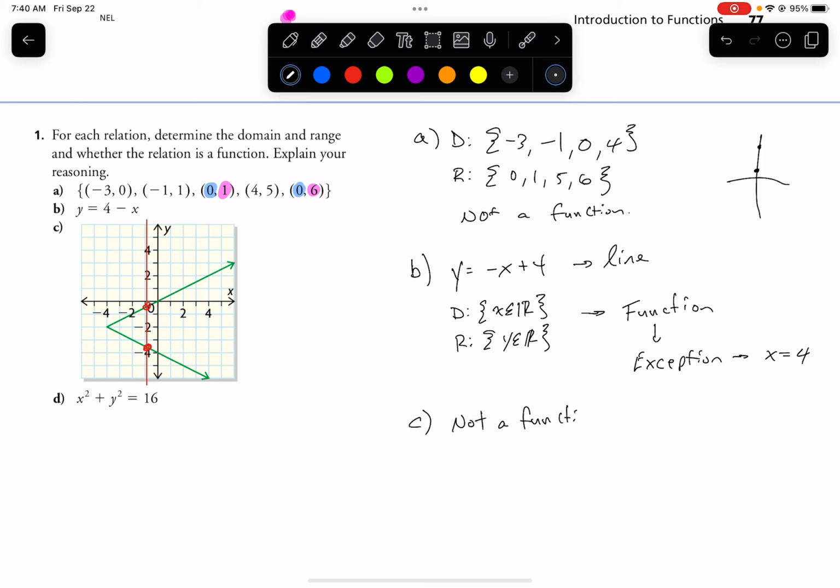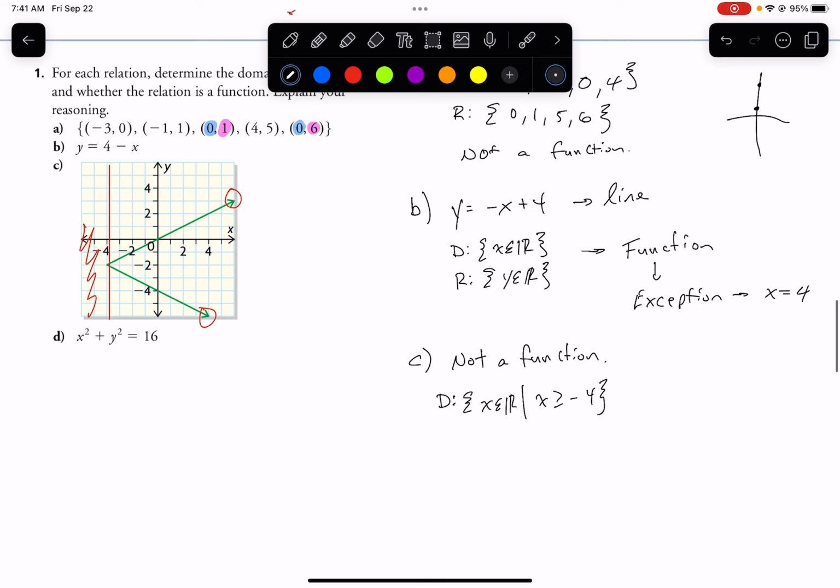Now, domain and range. For the domain, we're going to look for the values of x where the graph does not go below or above. In this particular case, we have arrowheads on either end of the graph, so we know that this is going to go in the positive x direction forever. But we do know that it's never going to be over here, so that's going to be less than -4. And so the domain is x as a part of the real numbers such that x has to be greater than or equal to -4.